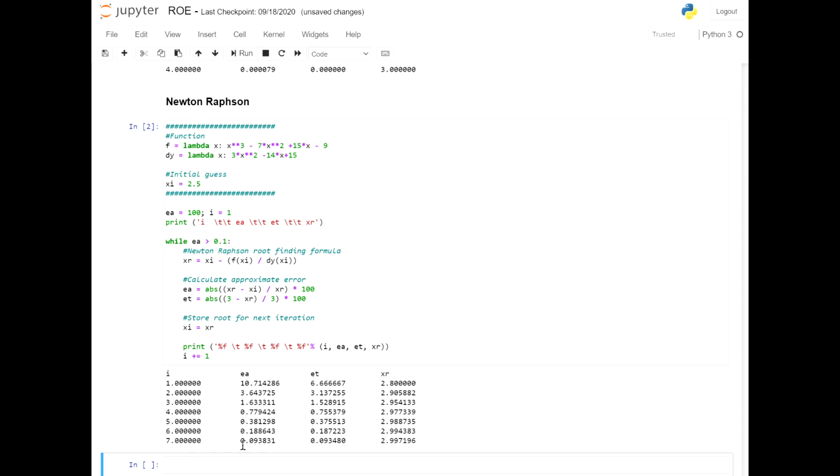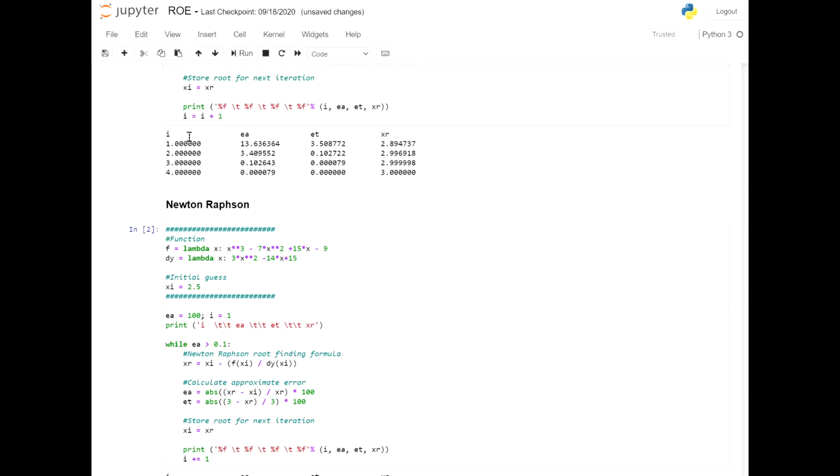iterations, and I have an error below 0.1% at 0.093831, and here 2.997196, so very, very close to the multiple root of 3. But I want you to notice something. Look at the approximate error. After 7 iterations of the Newton-Raphson, we are at 0.09.